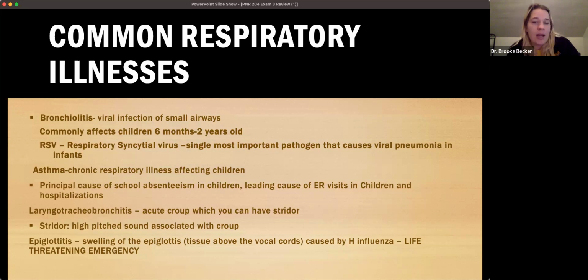Epiglottitis, that is a straight to the ER, very emergent scenario. That's when the epiglottis becomes swollen, usually large enough to where it covers the larynx and the trachea, so the kids can't breathe. Most commonly caused by Haemophilus influenzae, which is that Hib vaccine that we talked about before. That's why kids get that vaccine. And Hib, also Haemophilus influenzae, used to commonly cause meningitis in kids as well.